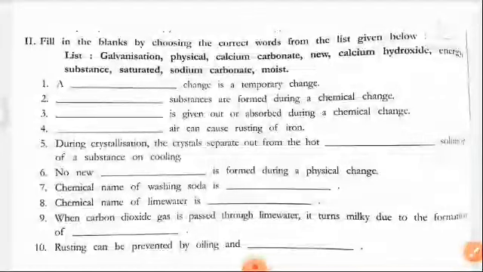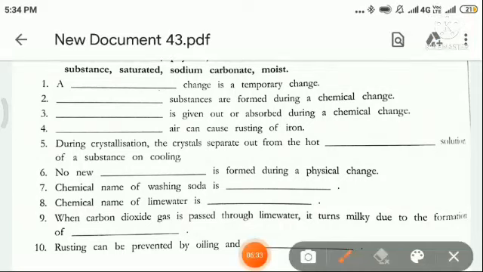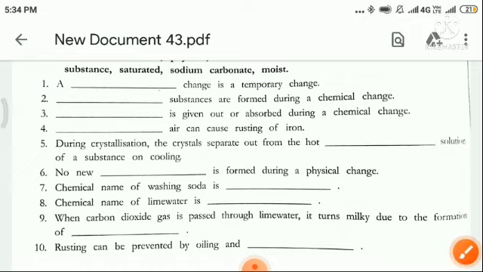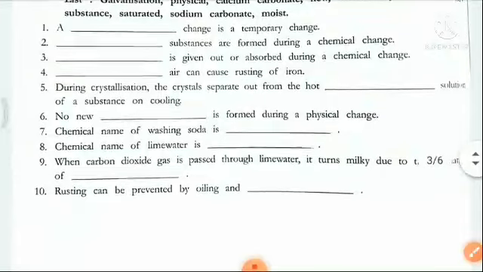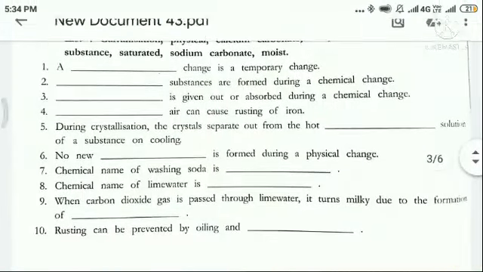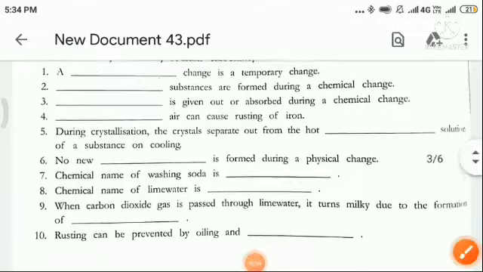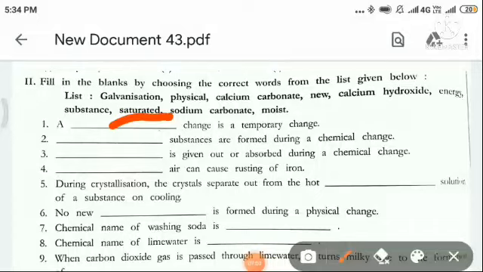For question number 4, moist air can cause rusting of iron. So in our last class we have seen that for rusting to occur, what we need? We need moist air. Okay, so now question number 5, during crystallization the crystals separate out from the hot saturated solution. So for crystallization to occur, we have already seen that we need a hot saturated solution.